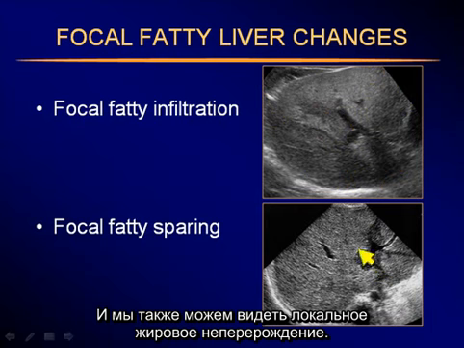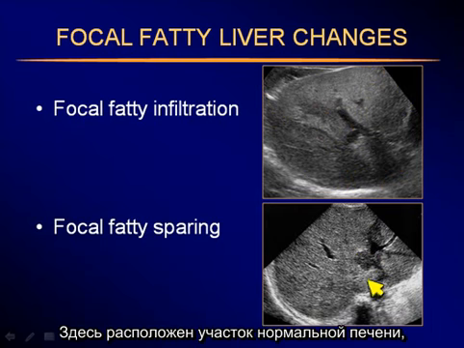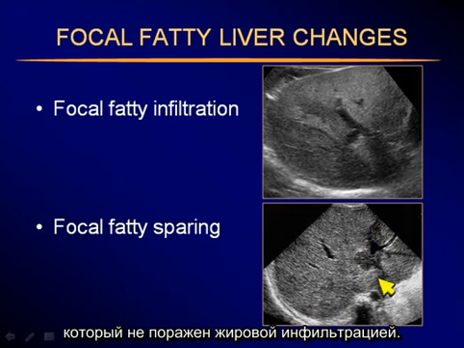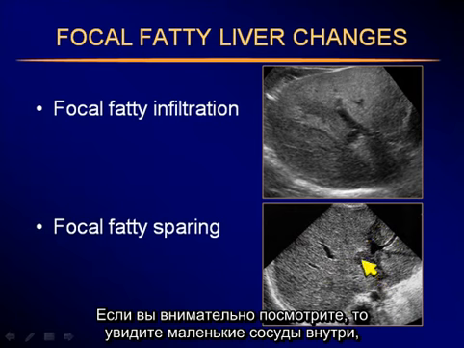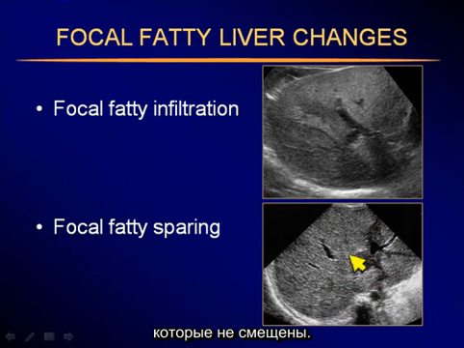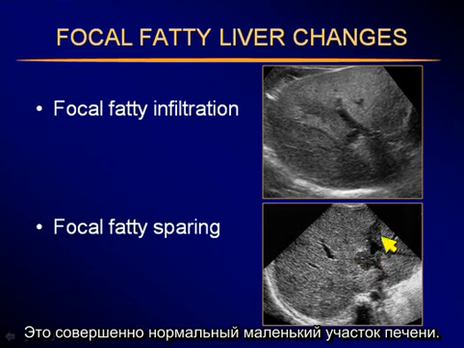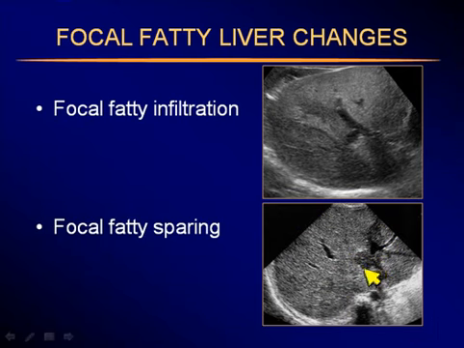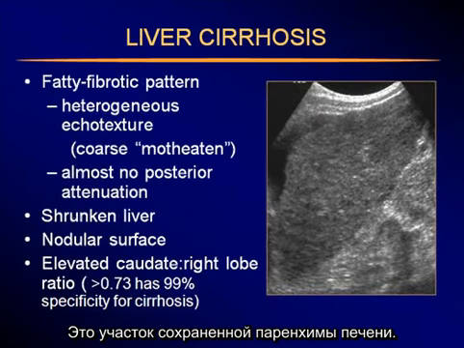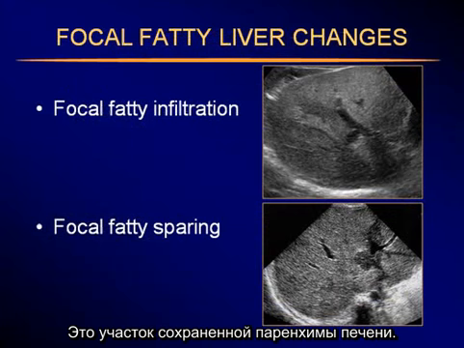And we also can have focal fatty sparing. Here are areas of normal liver, not affected by the fatty infiltration. You look carefully, you see little vessels inside. There's no distortion. This is a completely normal little liver pattern. That's areas of normal liver spared.